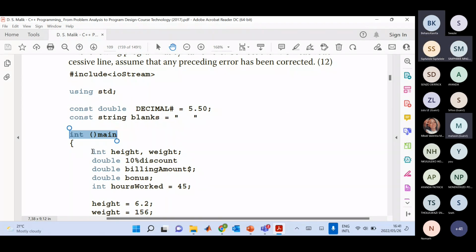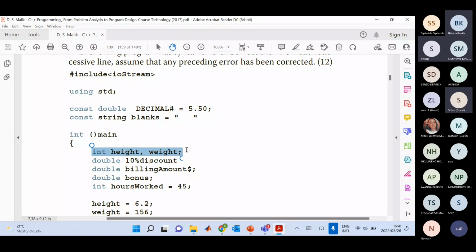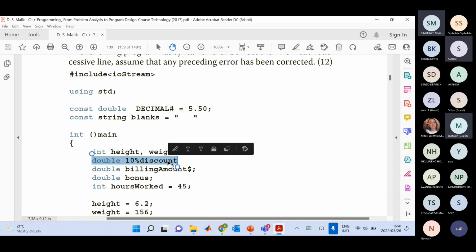The parenthesis, the brackets, must be after main, not in front of main. It's the same thing. Is there any mistake here? No. Is there any mistake here?